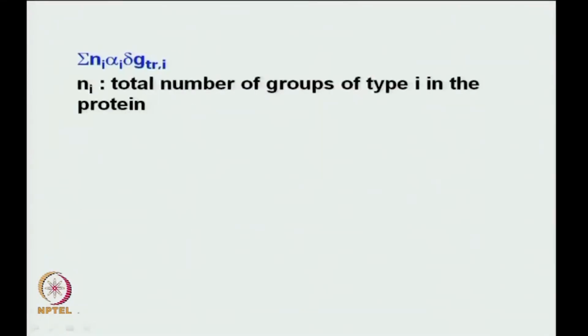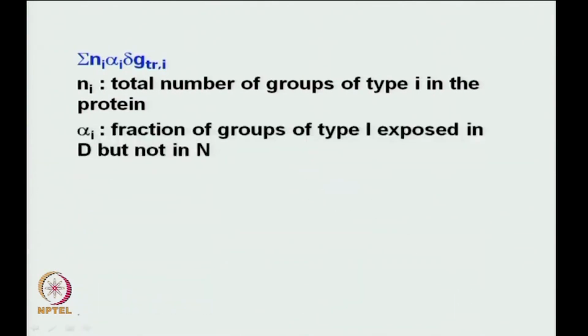We are talking about this whole thing under summation. What is Ni? Ni is the total number of groups of type I in the protein of any type. So, any species I, say, in a protein, and you know our protein will be having different groups.